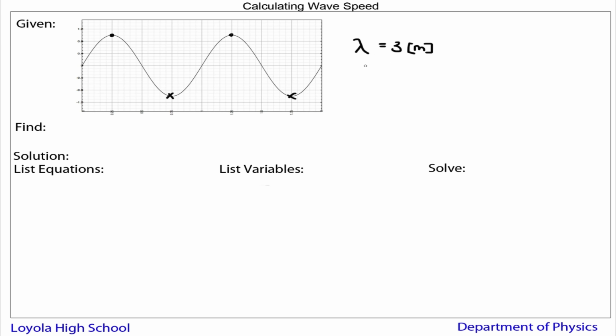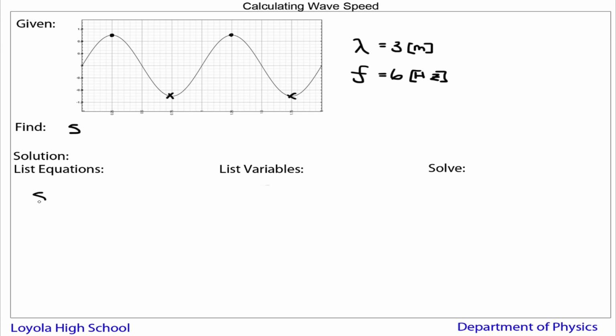And the frequency of this wave, which is the number of waves per second, it's a script f, is 6 Hz. Okay, so we want to find the wave speed. We want to find the wave speed s. Okay, so we write the variable of the quantity we want to find.